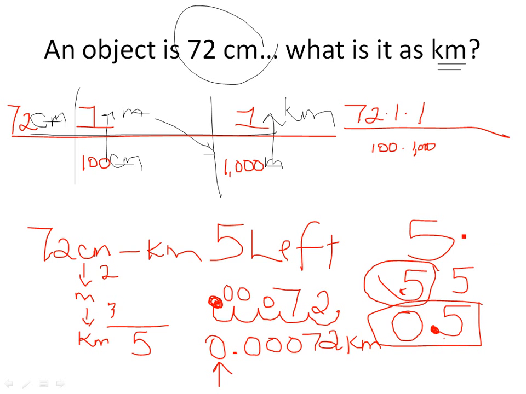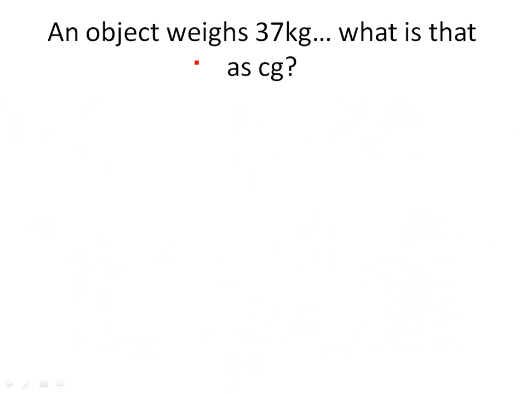All right. Here's another one. An object weighs 37 kilograms. So we're dealing with weight and mass now. What's that expressed in terms of centigrams? And guess what? The beauty of the metric system is it doesn't matter. The rules are exactly the same.